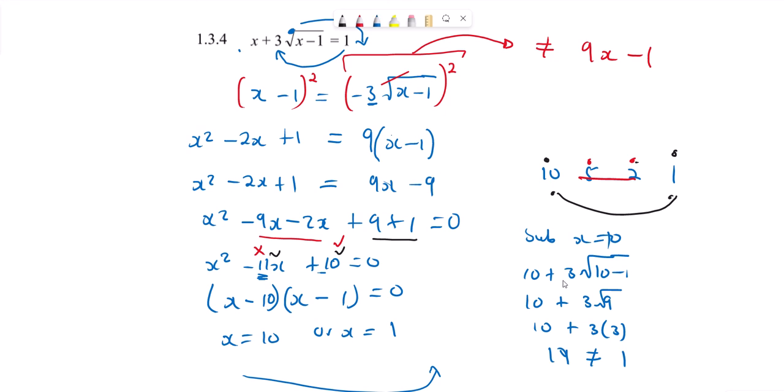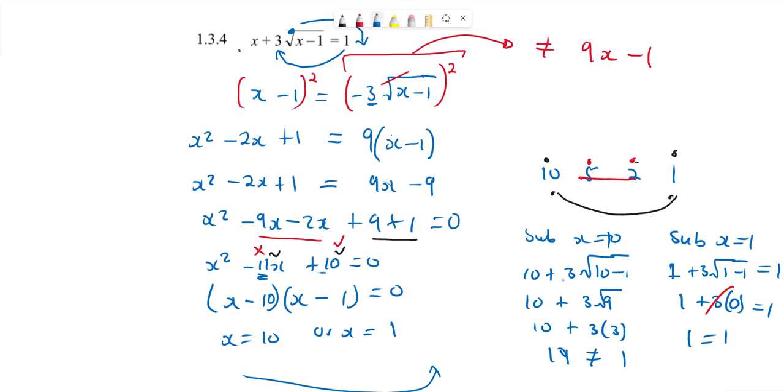Okay, so substitute x equals 1, right? So then that will be 1. Look at the equation as you substitute, do not trust me. Plus 3 square root of 1 minus 1, is equal to 1. So 1 plus 3 square root of, okay, 1 minus 1 is 0. Square root of 0 is 0, and then that's 1. This is simply going to be 0, and 1 is equal to 1.